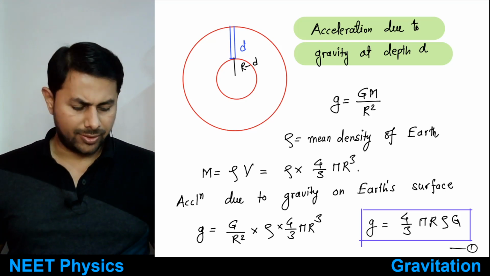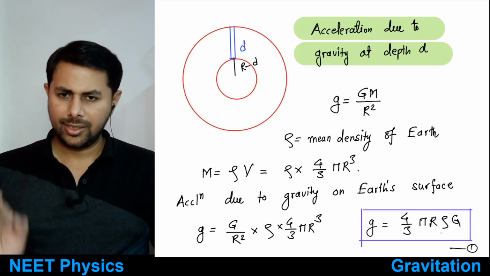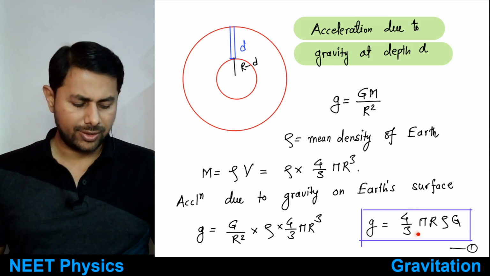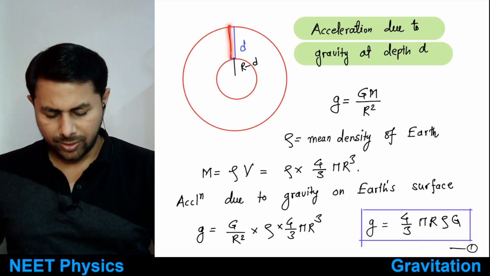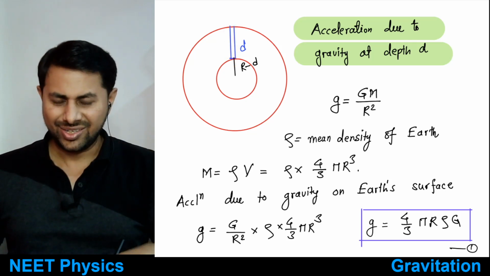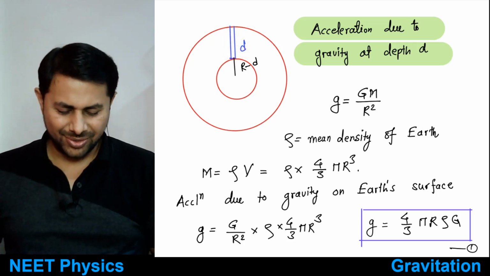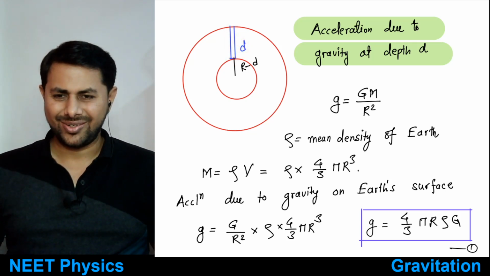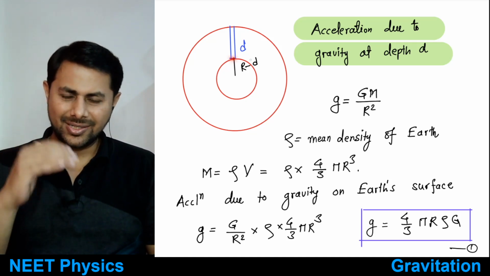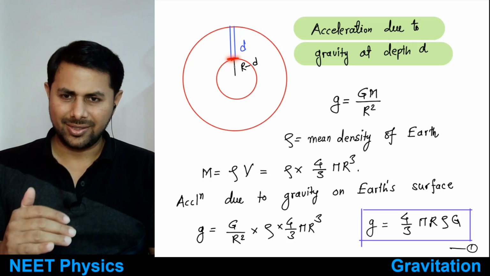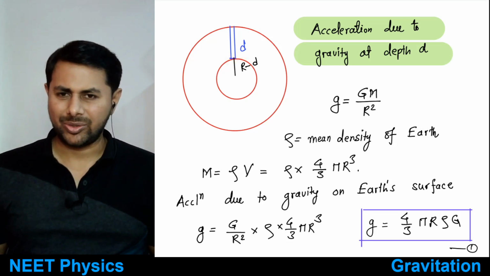All right, very good. So this is acceleration due to gravity on the surface of earth in terms of density. So you have this formula. Now suppose you dig a well having depth d, and you go to the bottom of that well. What would be the acceleration due to gravity at depth d, at the bottom of that well? That is what we want to find out.